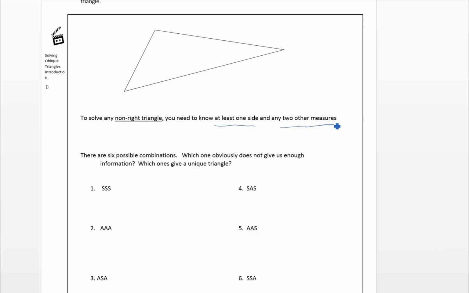Some of them we will be able to solve the triangle and find exactly one triangle, and some of them we won't. So let me show you what these kind of 3-letter codes mean and which ones we will be able to do. So we're going to start off with this one that says SSS. That means you're given all 3 sides of the triangle, and what you have to find then are the 3 angles. And this one will work. It does give a unique triangle. It gives us enough information, and you'll just get one triangle.